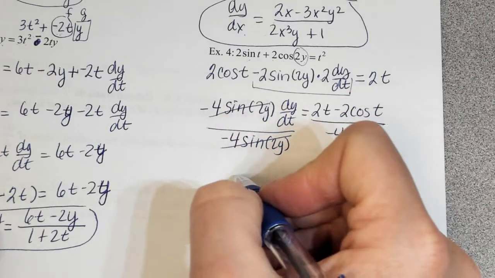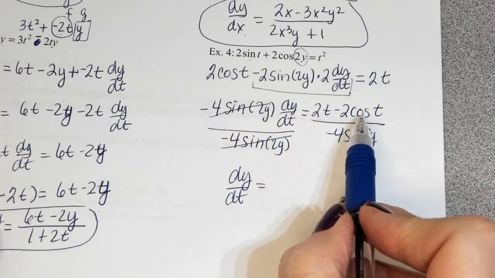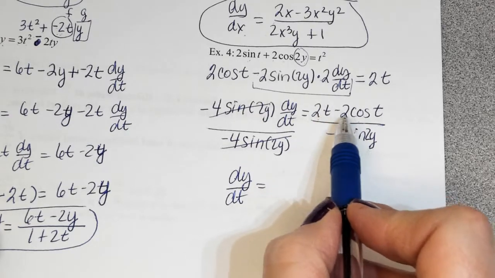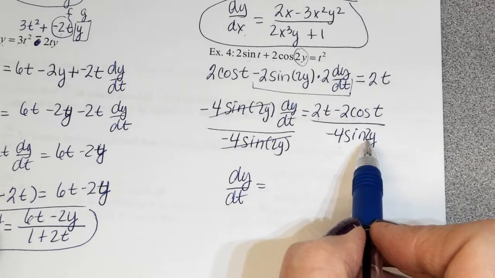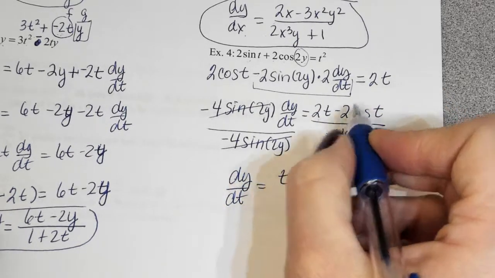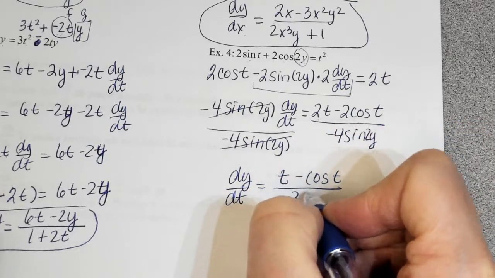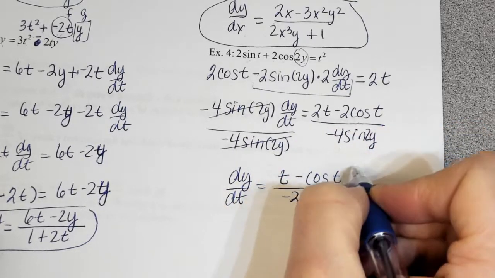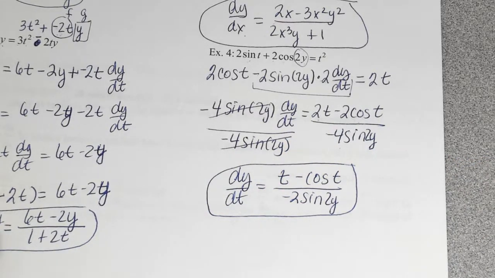So dy dt then, if I have this term, and this term, what can every one of those terms be divided by? 2. If I divide this term by 2, do I divide the angle by 2? No. So I divide that by 2, divide that by 2, divide that by 2. And that would be the answer for dy dt. Any questions?